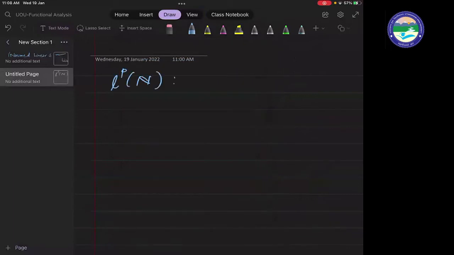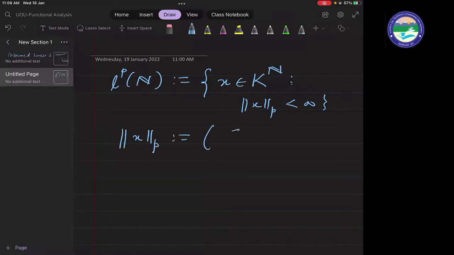LP N, which we define like this, are the sequences in the field K such that the norm of X P is finite, where this is defined like this: summation j runs from 1 to infinity, mod x j to the power p, whole to the power 1 by p. Did anyone try it?